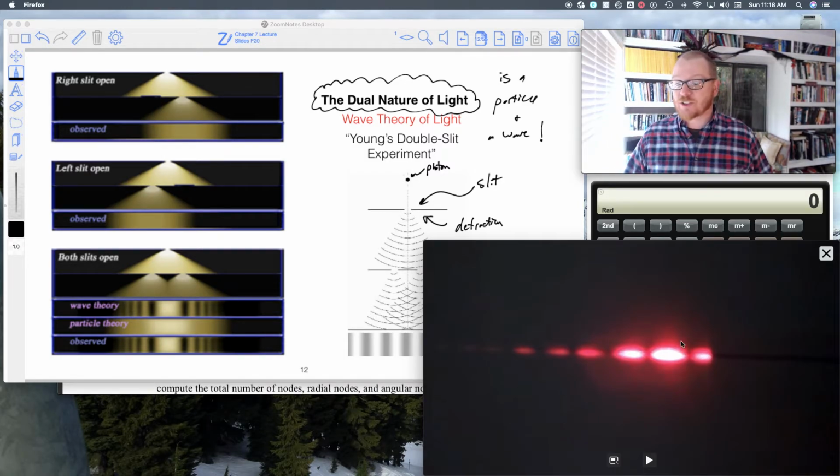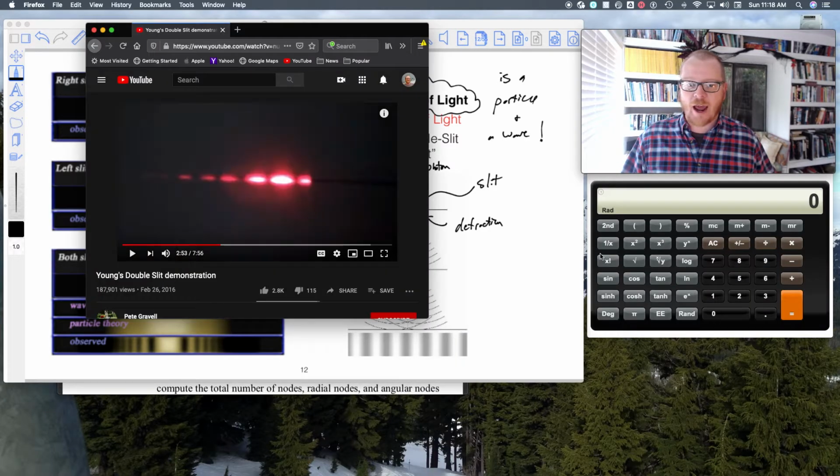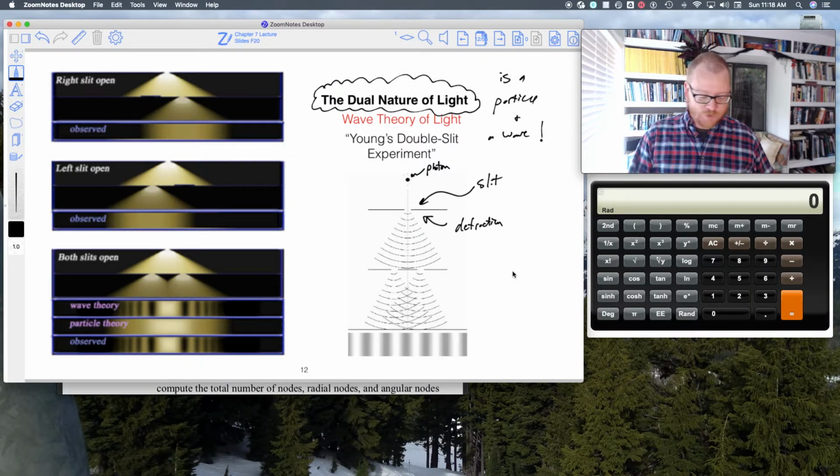So you can see where it's really bright, that's where there's maximum constructive interference. And where it's really dark, those dark spots in between are the destructive interference, which is also really cool. So I'm going to put that away now here. So that's light acting as a wave.